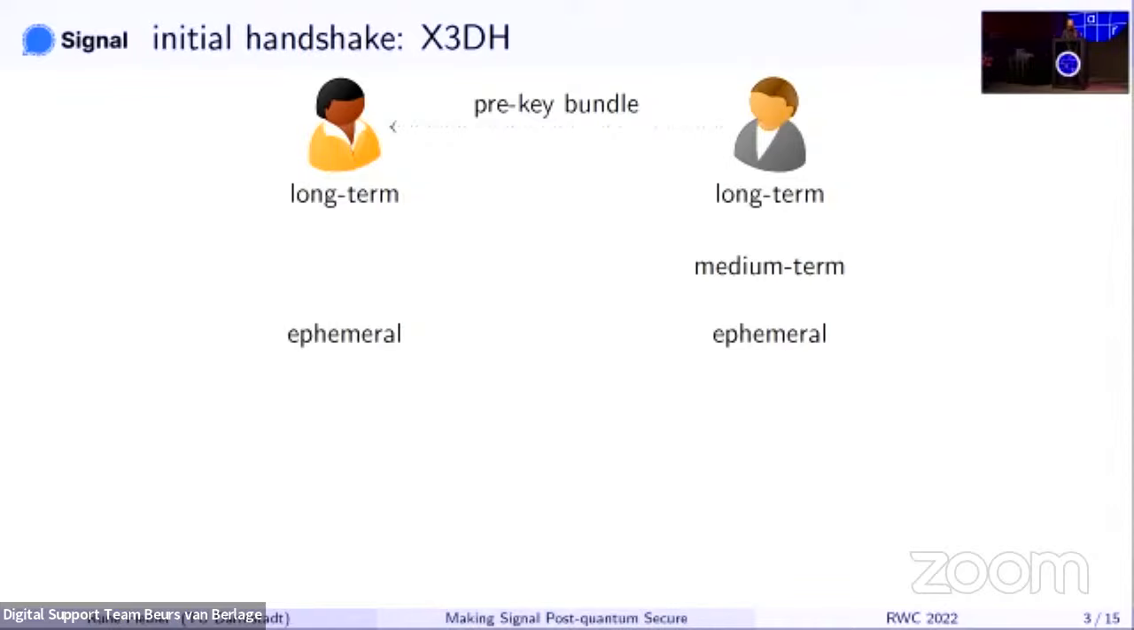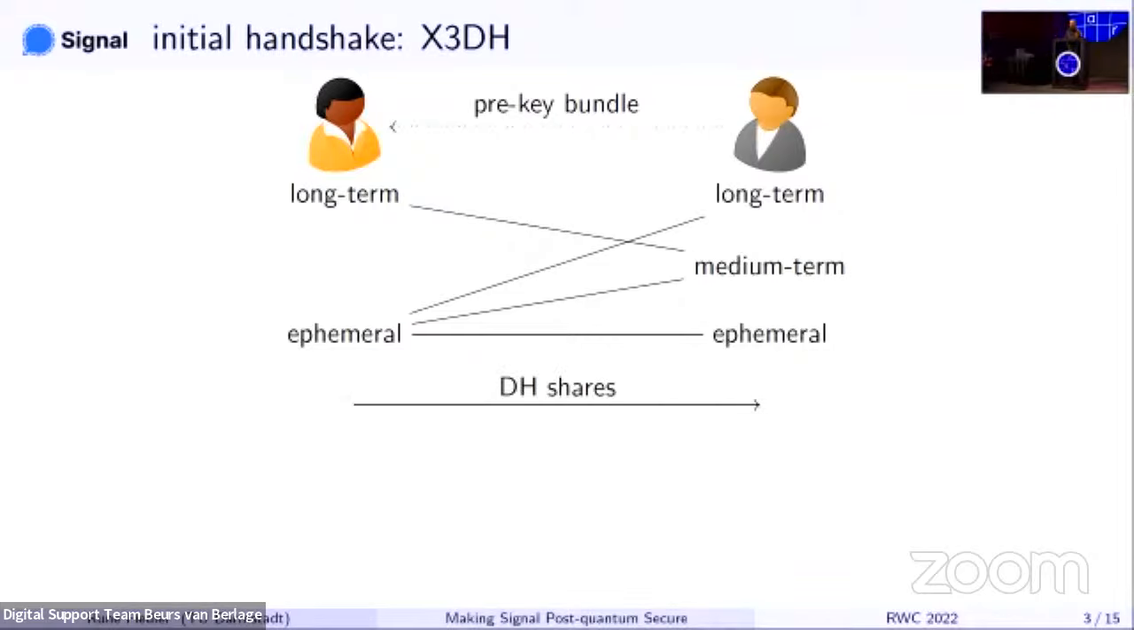And then they're doing lots of Diffie-Hellman. So this is how they're pairing their Diffie-Hellman shares. Alice is using her own long-term key paired with Bob's medium-term key, and then Alice is pairing her ephemeral key with all of Bob's keys. And then Alice will send over both of her Diffie-Hellman shares to Bob, so Bob can recompute the same Diffie-Hellman secrets, and now they have a shared secret.